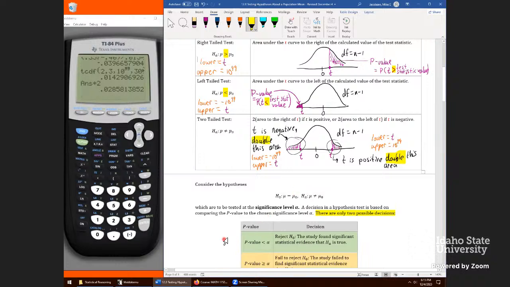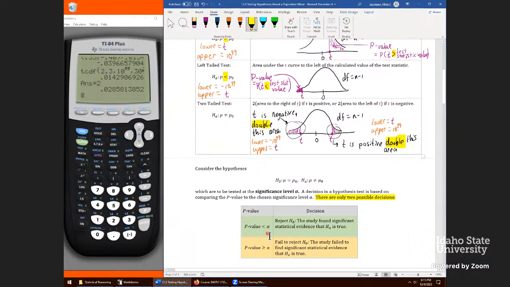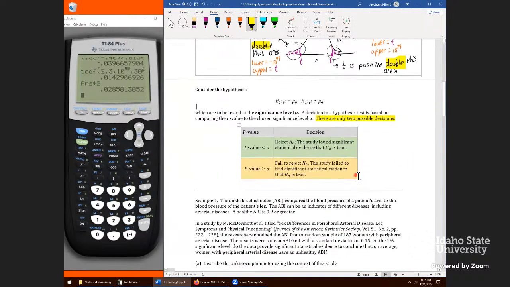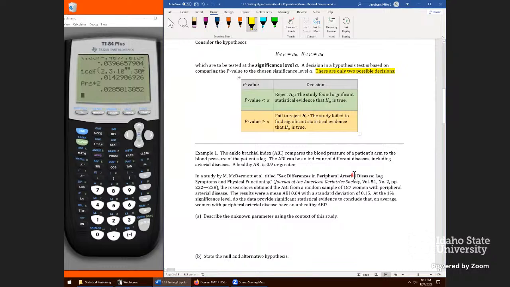The way we're going to determine if we reject the null hypothesis or fail to do so is by how small the p-value is. If it's less than alpha, we consider this to be a small p-value and we'll reject the null. But if it's bigger than the significance level alpha, whatever it's specified, or we might specify it, then we'll fail to reject that null hypothesis. And we'll just say the study failed to find significant evidence that the alternative is true. So this table is directly copied from section 10.5, which is pretty handy. Now, with all that information, we're ready to get started with our first test.